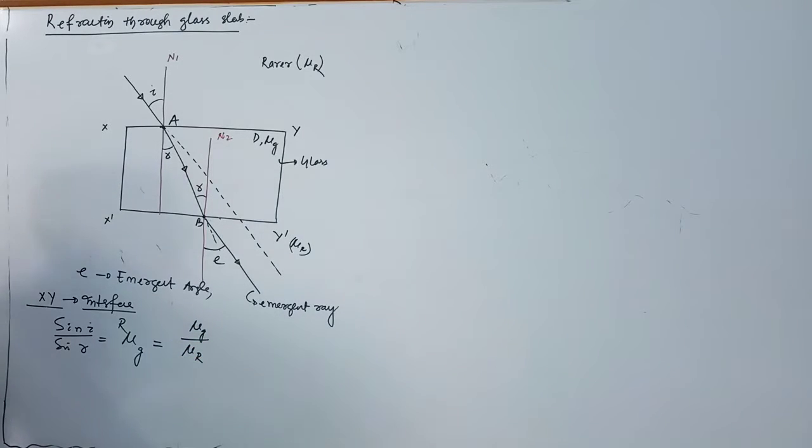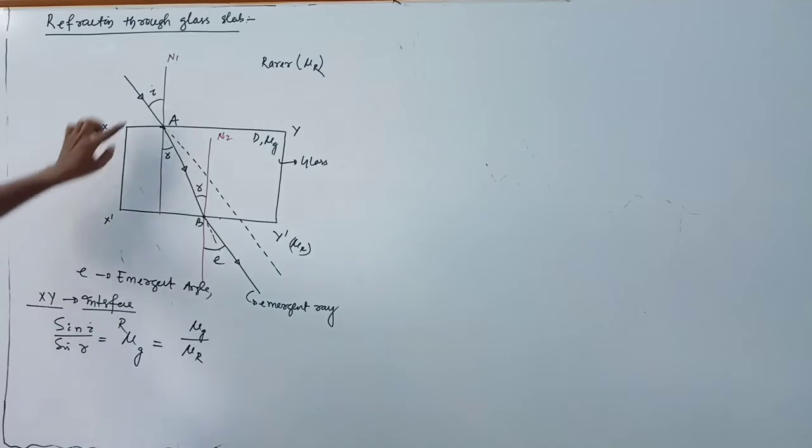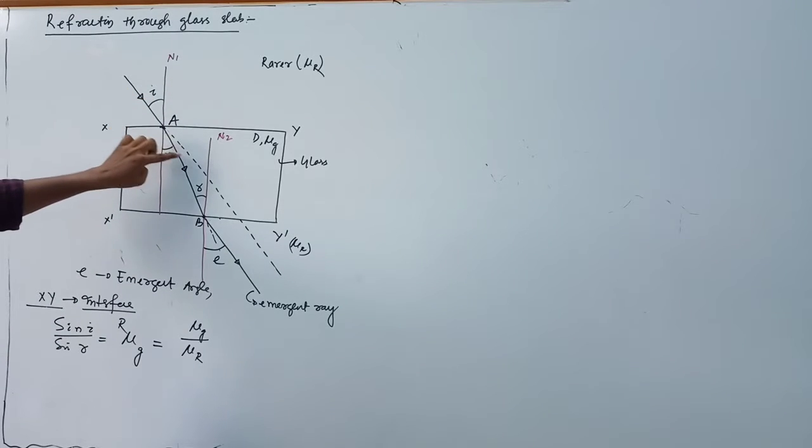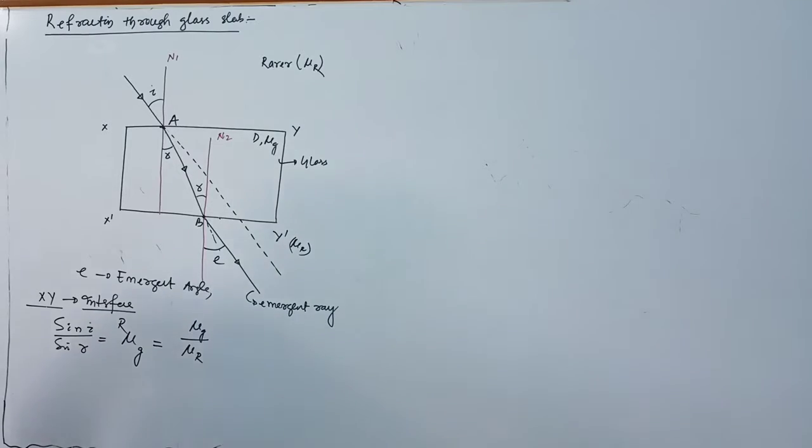We already know about this relation, and here angle of incident is I and angle of refraction is r. Clear? Okay. Or if we cross multiply this relation, you can write again this relation, that is sin I divided by sin r equal to mu g by mu r.